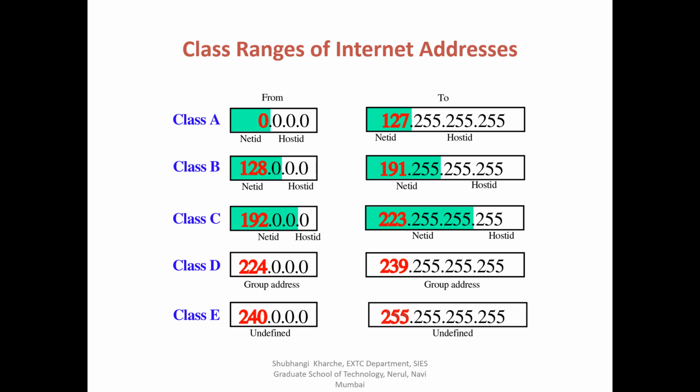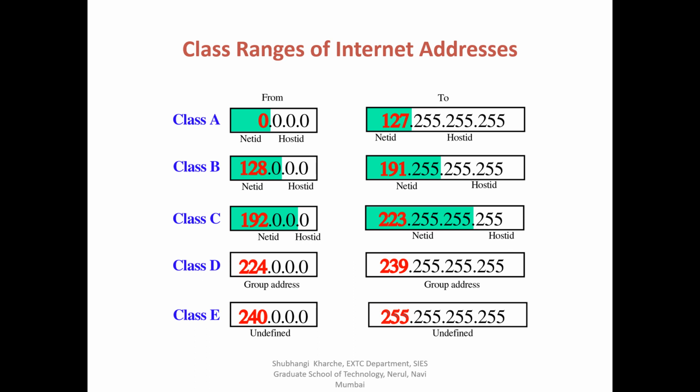And the addresses belonging to the 127.0.0.0 network are reserved for loopback testing. This is testing one's own TCP/IP stack operation. So 127.0.0.0 to 127.255.255.255, all these addresses are reserved for loopback testing from class A. So these special addresses cannot be assigned to a machine connected to the internet.